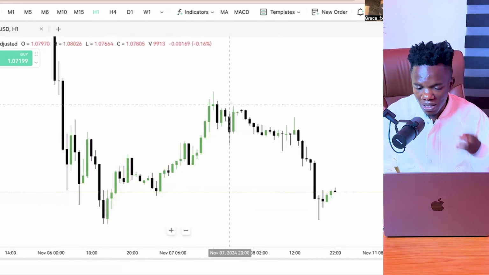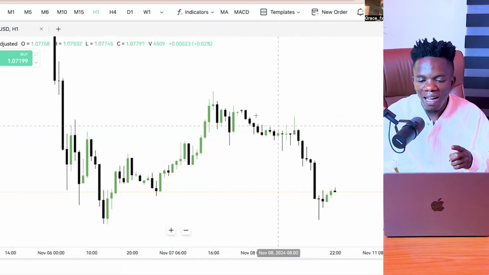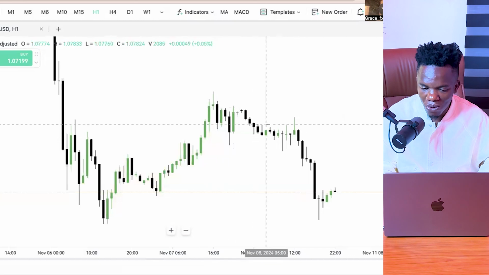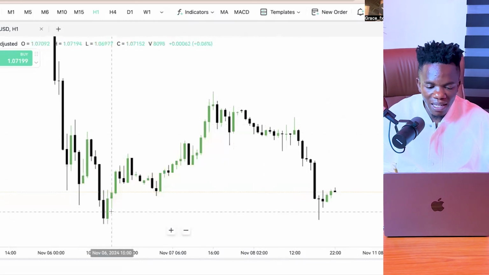But the one I'm much more interested in is this one. This is the one I took the trade on yesterday. All right, and I posted it on Telegram. I posted the signal to my mentorship group and all that. So here, let's start from this place.